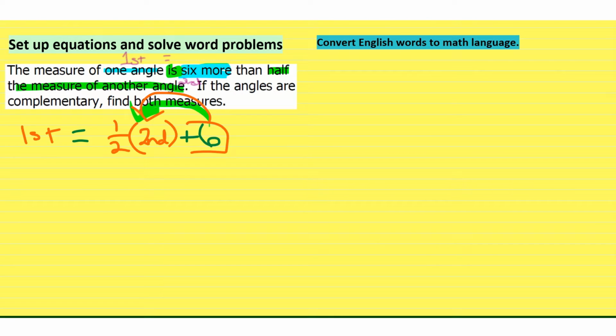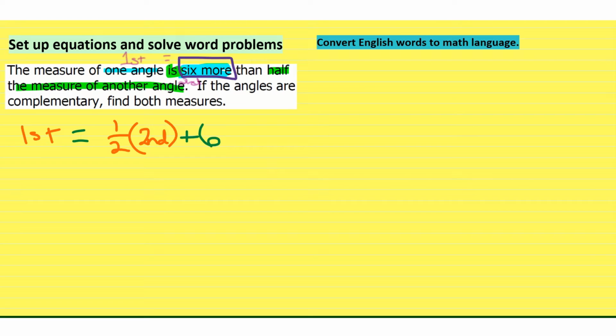Does that make sense? Okay, but again, I always try to reiterate the fact that I always look for these phrases first. 6 more, 6 less. 6 less would be minus 6. 6 more means plus 6. I isolate that first and kind of start there and work backwards.